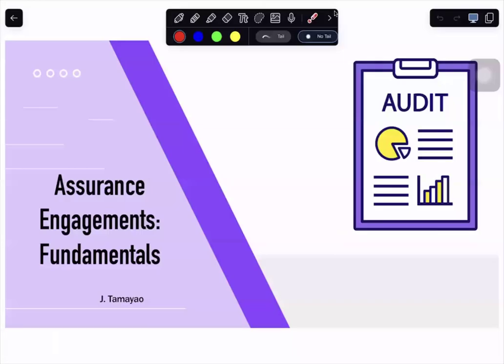So for this session, we will discuss the fundamentals of assurance engagements. Therefore, we will talk about assurance engagement per se, the elements of assurance engagement, and at the same time, we look into the difference between assurance versus non-assurance.